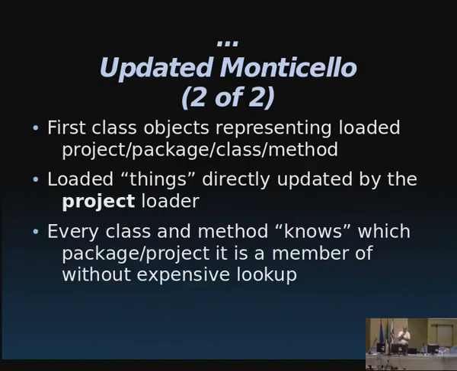The second part of this is Rowan has first-class objects for all of the loaded things. And the loaded things are projects, packages, classes and methods. And the loaded things are directly updated by the project loader, and I think I mentioned that earlier, that it's a project loader, not a package loader. And every class and method knows exactly where it came from, without having to do a lookup.